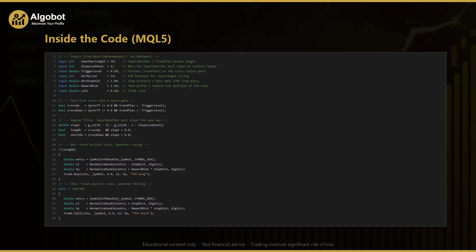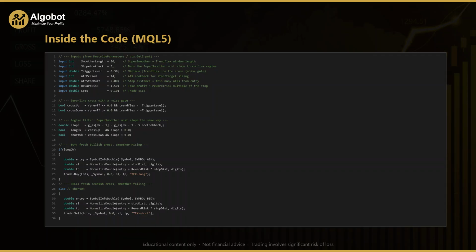The variable cross-up is true when the previous Trendflex value was at or below 0 and the new value is above the trigger level. The variable cross-down mirrors that for the downside, requiring the new value to be below the negative trigger. Just underneath, the code measures the SuperSmoother slope and combines it with the cross. Long OK is only true when we have a cross-up and the slope is positive, and short OK needs a cross-down with a negative slope.